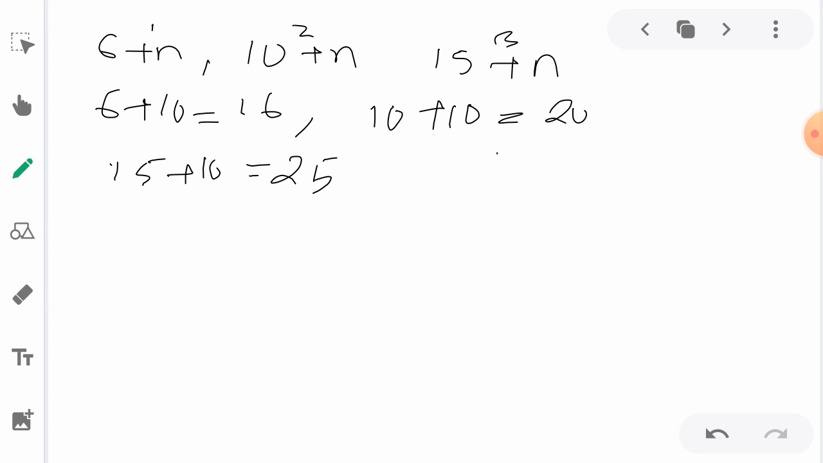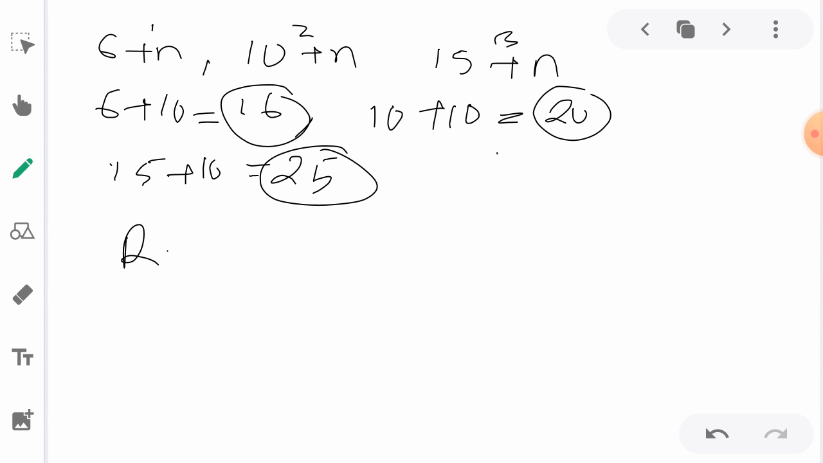So those are the terms that we have. Our first term is 16, our second term is 20, our third term is 25. Now they're saying find the common ratio. Common ratio is equal to second term divided by first term, the same way we did in the previous example. So we have second term, in this case, 20 over first term 16.